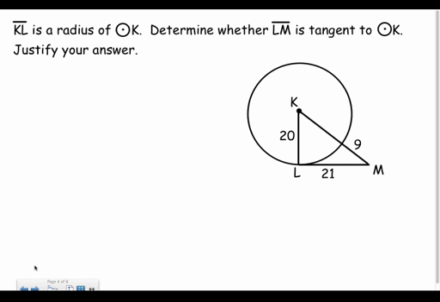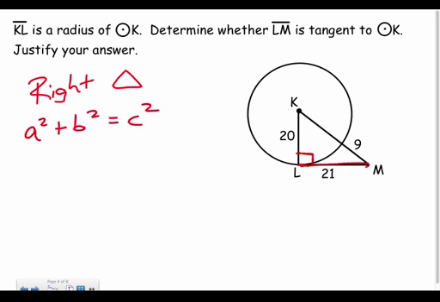It says KL is the radius of circle K. Determine whether LM is tangent to circle K. Justify your answer. We want to see if this line is a tangent. In order to be tangent, it has to make a right angle with the radius. So it's got to make a right angle there. What did I just draw myself? A right triangle. And for right triangles, what do we know has to work? The Pythagorean theorem: a squared plus b squared equals c squared, where c is your hypotenuse.